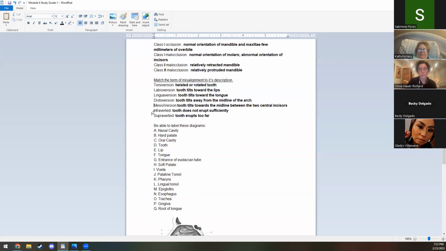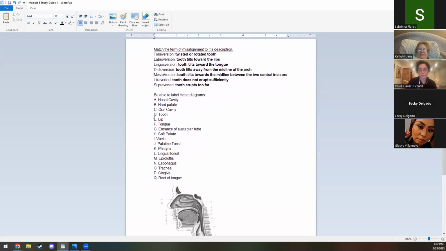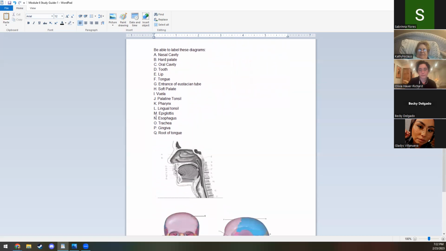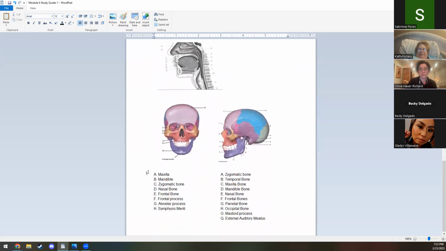And then infraverted is tooth does not erupt significantly, and then supraverted is tooth erupts too far. And then here is the first part of the figure. And here I tried to match it up, so this one goes to this figure. And then this goes up here.